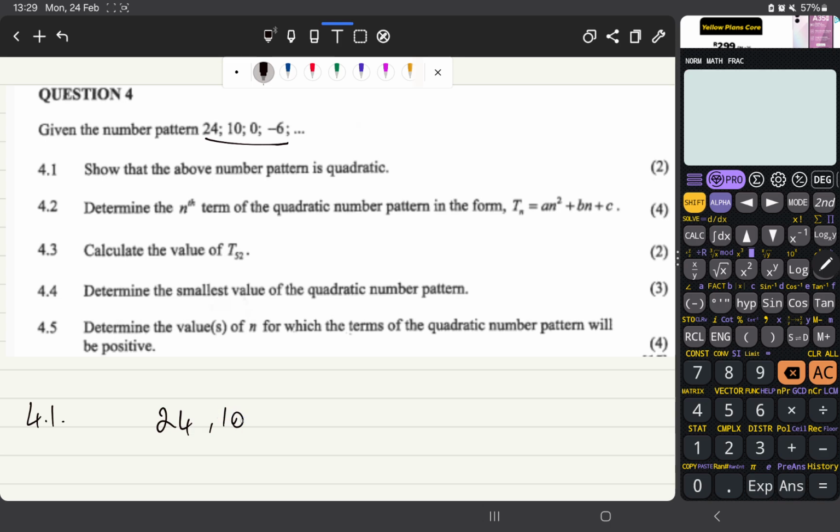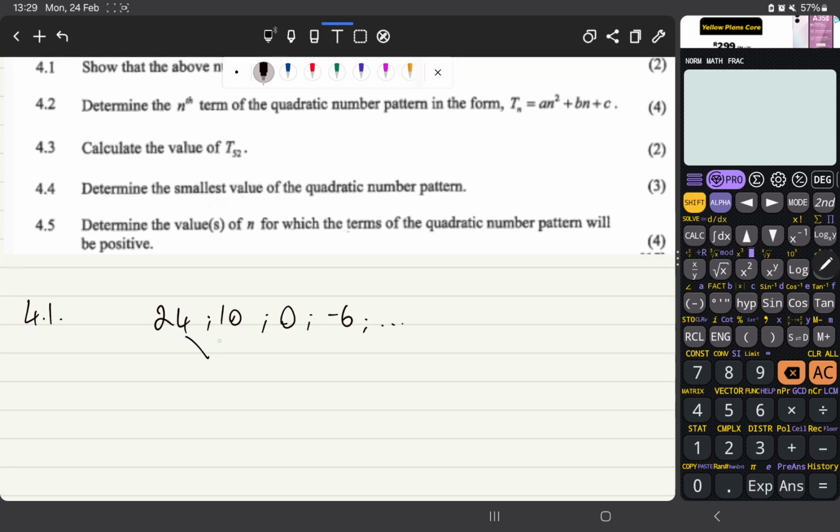24, 10, 0, minus 6, and it continues. All right, we can do our first difference. Minus 6 minus 0, that's minus 6. 0 minus 10, minus 10. 10 minus 24, minus 14. Right, we can do our second difference. Minus 6 minus 10, that's 4. Minus 10 minus 14, that is 4.